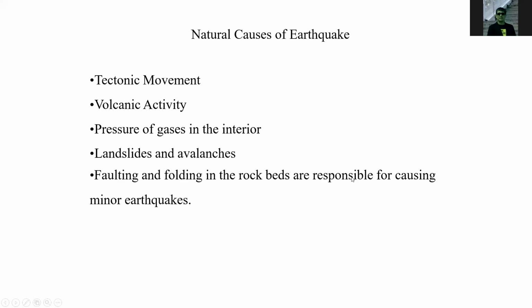So, the natural causes of earthquake, we have the tectonic movement, the volcanic activity, pressure of gases in the interior, landslide and avalanches, faulting and folding of the rock beds are responsible for causing minor earthquake.